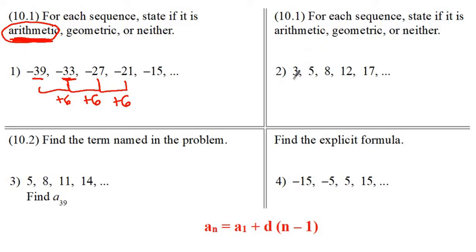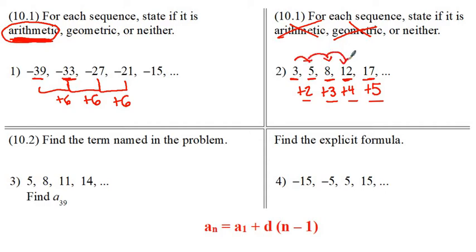All right, number two, it looks like we're going from 3 to 5, we're increasing by 2. If we go from 5 to 8, we're increasing by 3. If we go from 8 to 12, we're increasing by 4. So there is a pattern here, but it has to be going up by the same thing each time in order to be arithmetic. So it's not arithmetic. It's also not geometric because we're not multiplying by the same number each time. There's nothing that you can multiply 3 by to get 5 that's the same number that you could multiply to get 8. So it's actually neither arithmetic nor geometric.